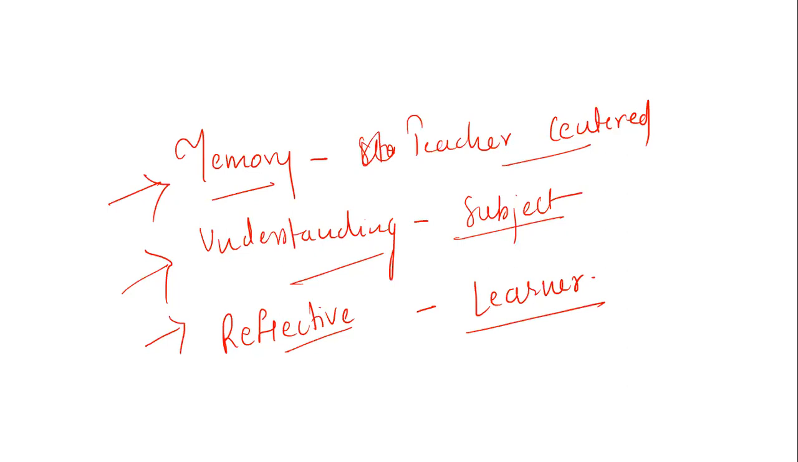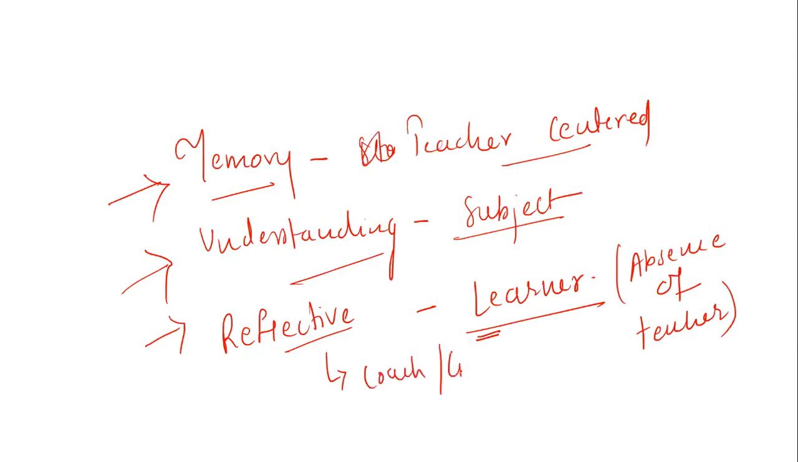But again, there is one more doubt over here. When I say learner, it doesn't mean that there is an absence of a teacher. Many of the students feel that yes, there is an absence of a teacher. Not at all. The teacher is present, the faculty member is present. It is just a role to coach or to guide. That's how it is looked at, right?